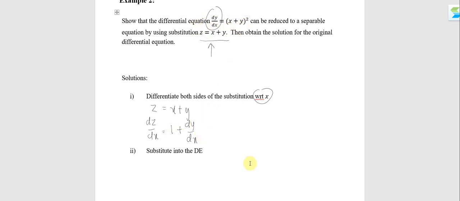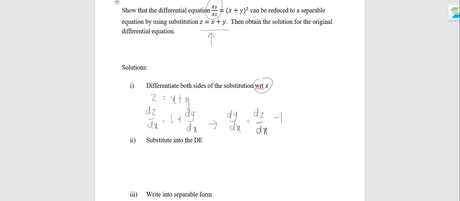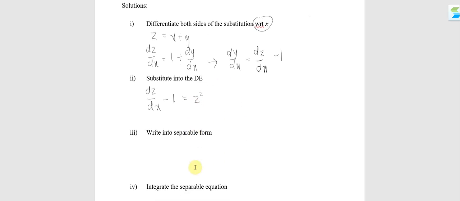Okay. So from here, you can have dy over dx equals dz over dx minus 1, right? So you substitute, you can get dz over dx minus 1 equals x plus y square. So x plus y is z, so z square. So from this equation, you can use the separable equation to solve the DE. Okay.